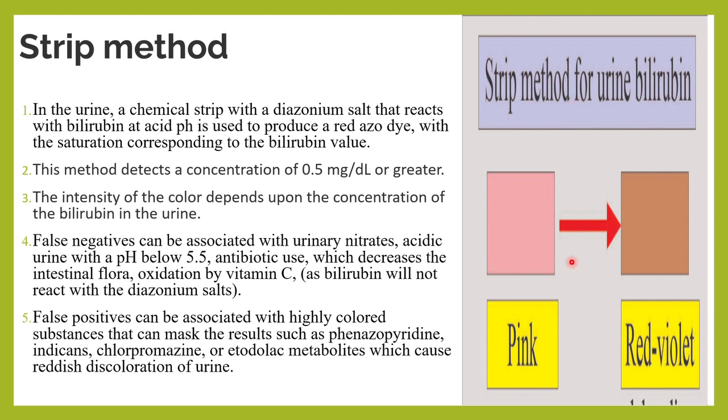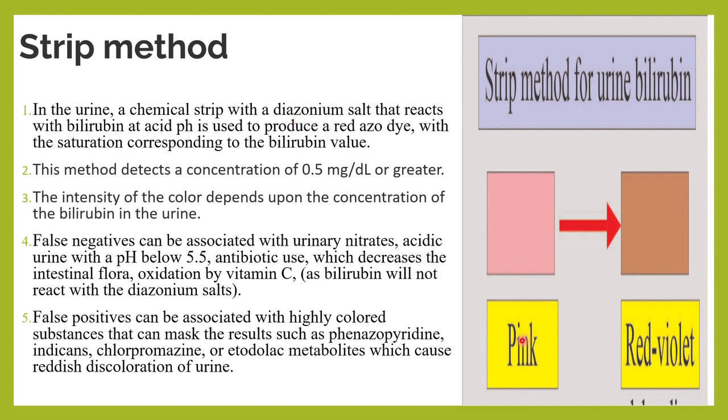So what is the principle of this reagent strip method? There is a chemical called diazonium salt that reacts with the bilirubin present in the patient's urine at an acidic pH to produce a red azo dye. That is what will give the reddish violet color. The intensity of this color will depend upon how much bilirubin is present in that urine. So basically it is a reaction with the diazonium salts.